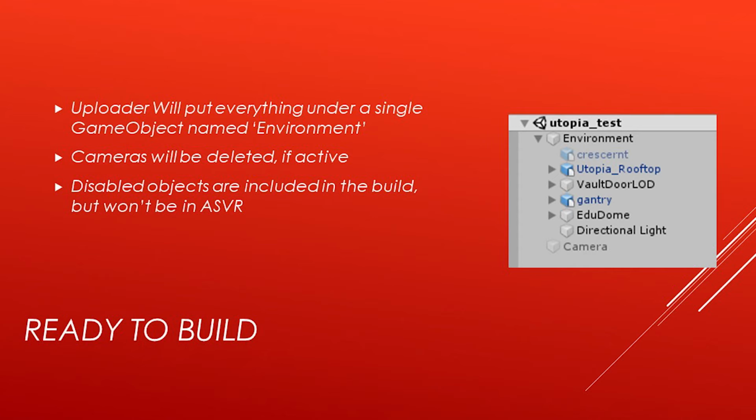That environment game object is what Altspace is looking at. When it opens up your asset bundle, it's looking for one object named environment, and that's what it's going to use as its template. And everything under the environment becomes part of the template. Now, the uploader is going to delete any cameras that it may find. So if you turn your camera off, it should be unaffected. Otherwise, it's going to be deleted.